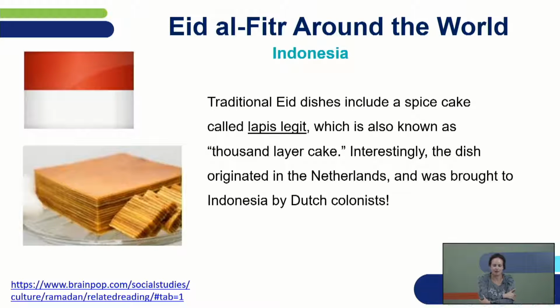Indonesia. Okay, so the traditional Eid dishes include a spice cake called lapis legit, which is also known as a thousand-layer cake. Now, if you look at the picture here, the reason they call it a thousand-layer cake, because look at all of these different layers, okay? It looks like it's got about 1,000 in there. Now, interestingly, the dish originated, or it came from, the Netherlands, and it was brought to Indonesia by Dutch colonists.